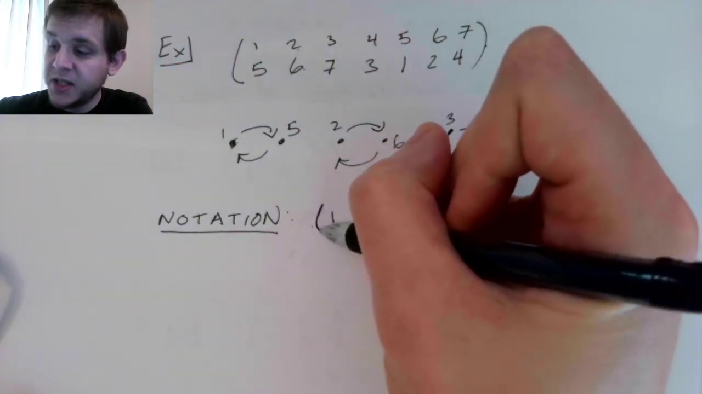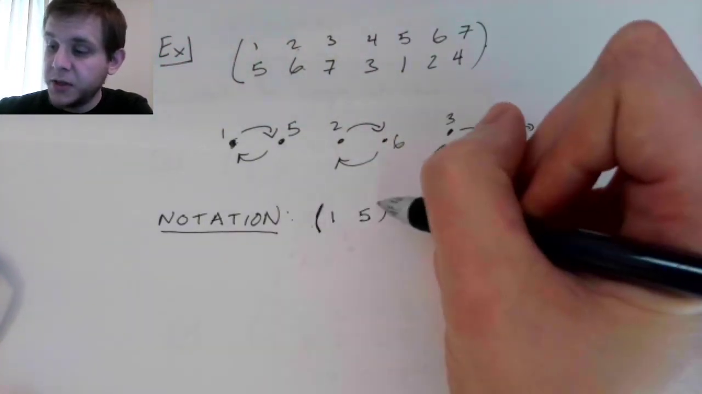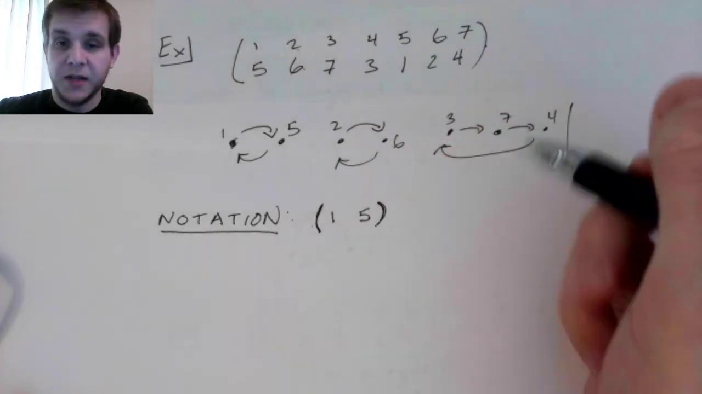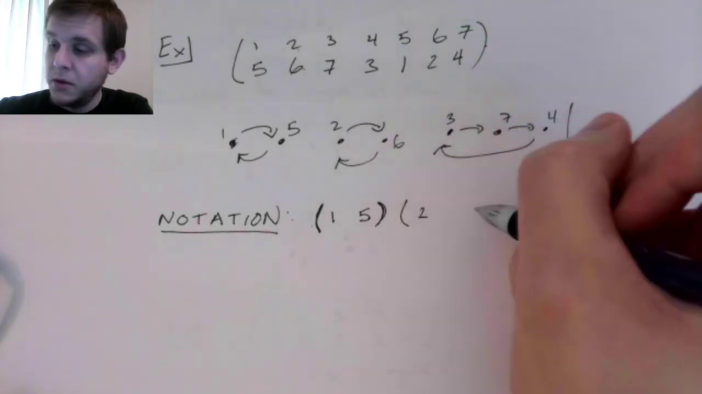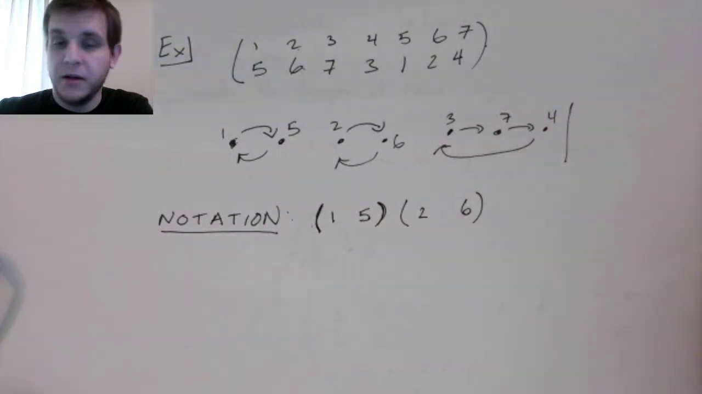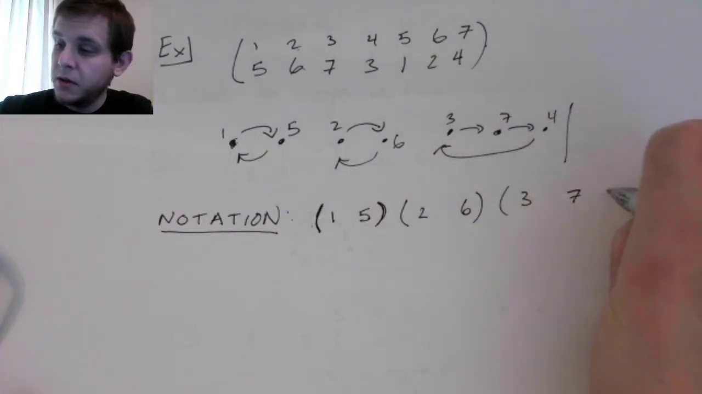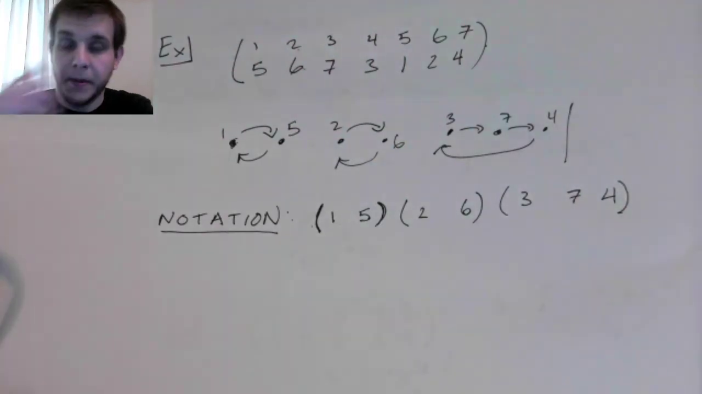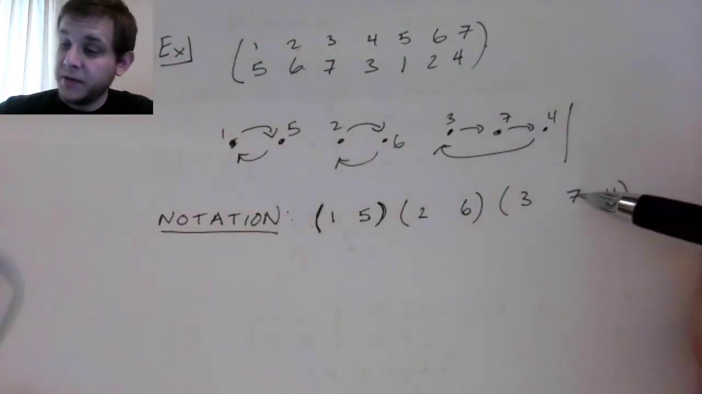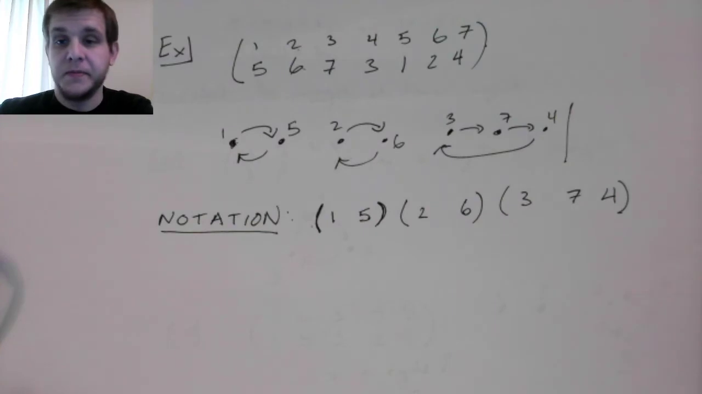And I use these parentheses to block off which cycles are which. So this is a cycle of length 2. This is a cycle of length 2. And this is a cycle of length 3. 3 goes to 7, 7 goes to 4, 4 goes to 3.